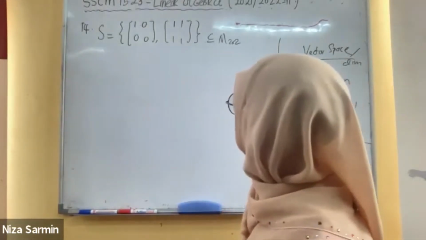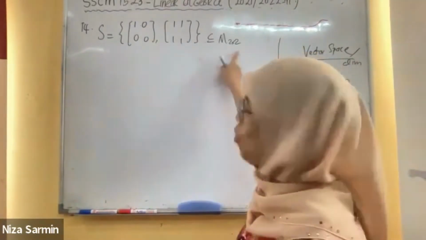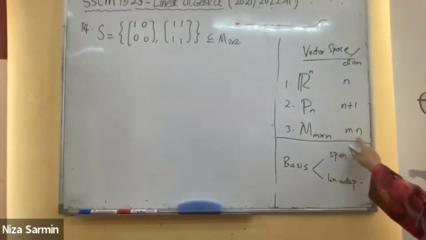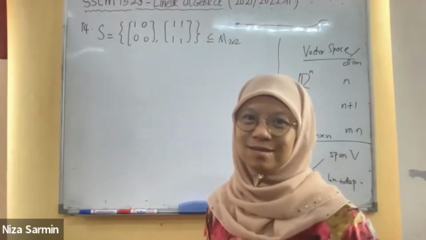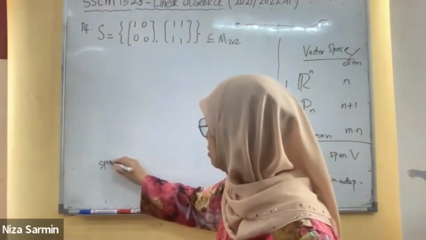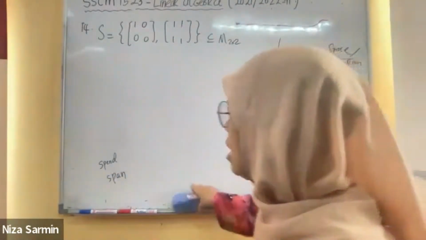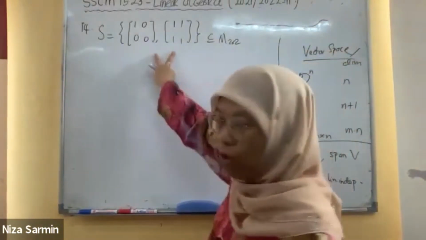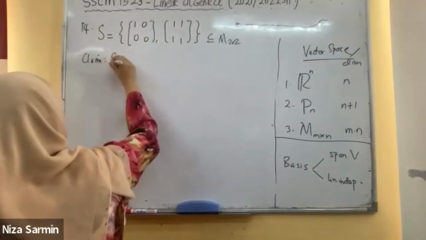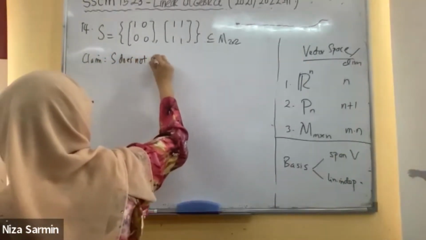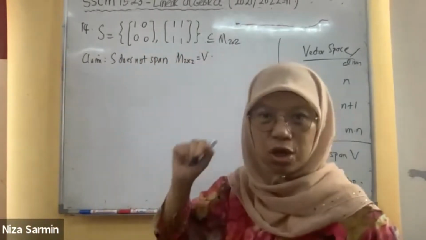Right. Sama je. Less, right? You need to have 4. M times N. You need to have 4 at least to span. Not to spend, but to span. Sama kan bunyi dia. You need at least 4 to span. So you know it does not span, right? Claim: S does not span M2 by 2, which is the B. So it is not a basis.